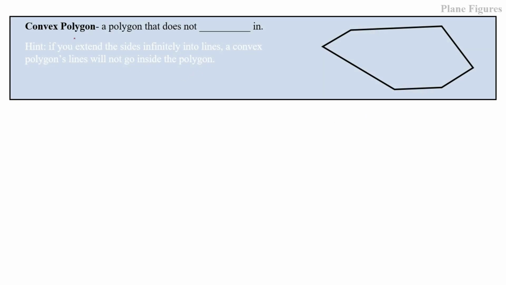A convex polygon is a polygon that does not cave in. Okay? Notice that there is no cave that goes into this polygon on the right. And same thing, we can do a test. If you extend the sides infinitely, in a convex polygon, the lines will not go on the inside of the polygon. Okay? For example, I'm going to show other lines here.